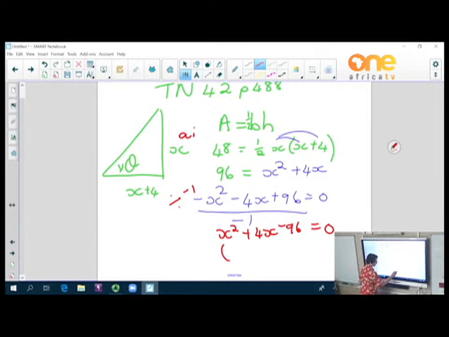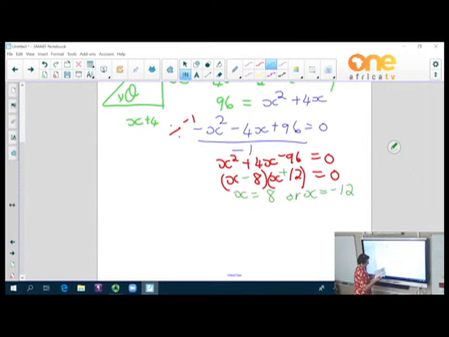Then they say solve this equation, and we're going to solve this with factorization. So it is x and x, and we need factors of 96 which, if you subtract, will give you 4. It is 8 and 12. Signs differ, the bigger combination is positive and this one is negative. So x is equal to 8 or x is equal to negative 12.